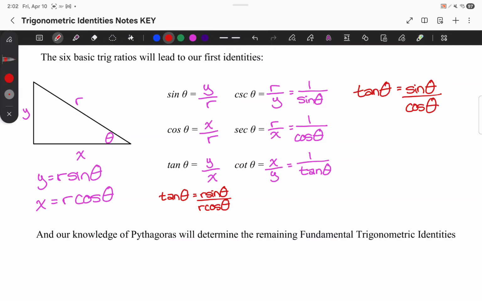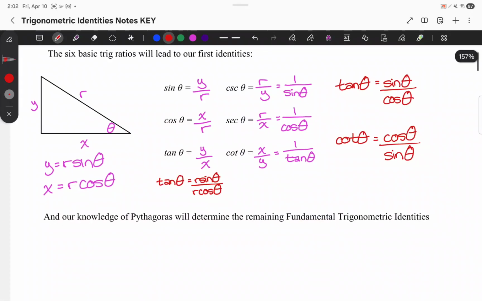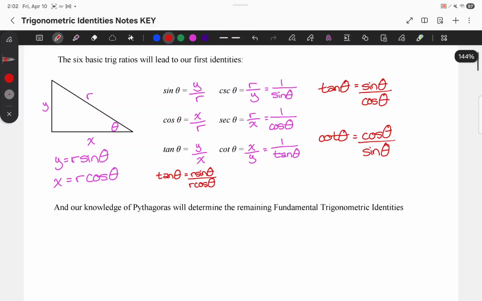If this is tan, what would a similar statement for cotangent be? Yeah, we would take the reciprocal, so it would be cosine theta over sine theta. Those are going to be our starting pieces and building blocks. The other most common identity that we're going to use a lot is based off of the Pythagorean theorem. This one comes with a disclaimer that you don't need to be able to do this. I'm not going to ask you to recreate this identity on a test. So I'll put a little disclaimer here: you don't need to derive this.